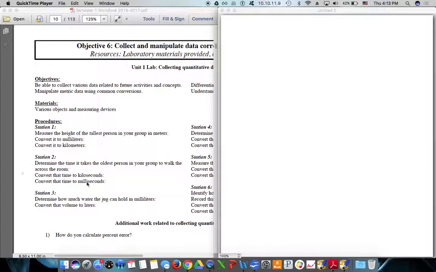Procedures, or stations number 1, 2, and 3. And these are labs that we've done in the past. And this year we just gave you data values. And I'm going to give you different data values here so we have a little bit extra practice. So station 1.